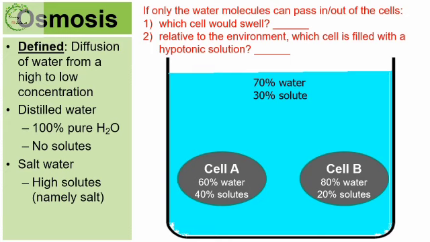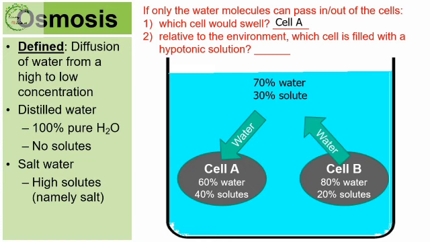So if only water can pass in and out of the cells, which of these 2 cells is going to swell? Well, I hope you realize water is going to go into cell A because of osmosis, and water is going to come out of cell B because of osmosis. So which cell is going to swell? That's going to be cell A because water is going into it.